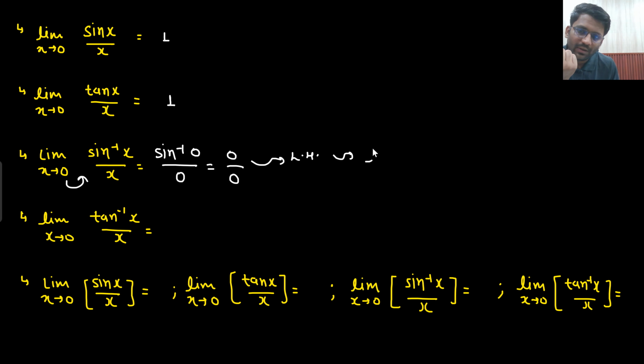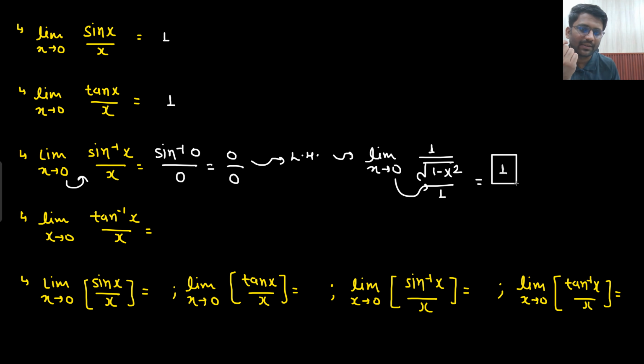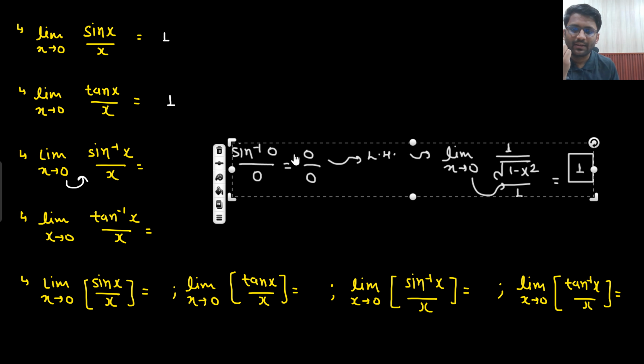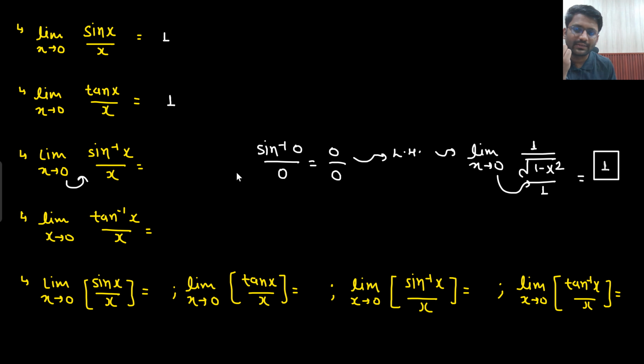If I apply the L'Hopital rule, limit x tending to 0, differentiate the upper side. What is the differentiation of sine inverse x? That is 1 upon under root 1 minus x square. And what is the differentiation of x? That is 1. Now if you put 0 here, the answer I am getting is 1 only. Eventually the answer we are getting is 1. Similarly here as well you will get the answer to be 1. You can check it on your own.